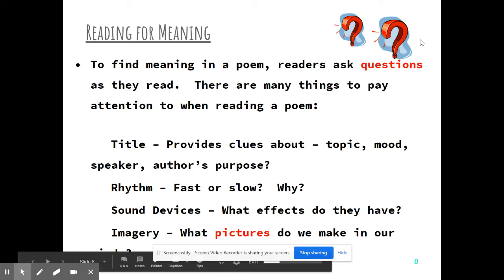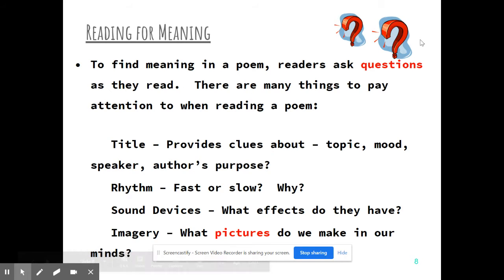So to find meaning in a poem, readers ask questions as they read. So there's lots of things to pay attention to. Basically, you need to go into it with the mindset that anything that's in a poem is there on purpose. So one thing that you can look at is the title. So that one that we looked at yesterday, that was called Mad Song. That one gave us a clue before we even read any of it, what it was kind of about, what was going to be the mood, etc.